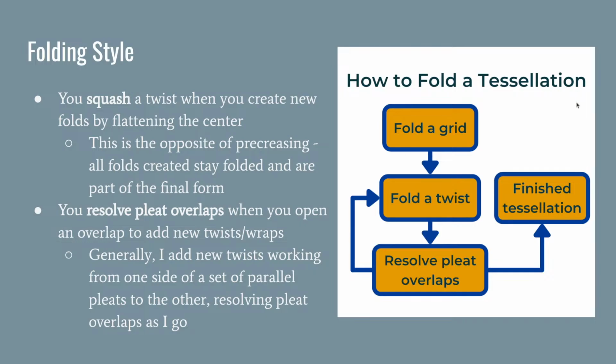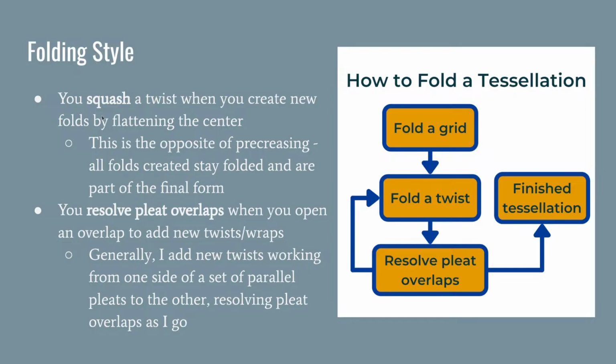In contrast, how to fold a twist-based tessellation: you fold a grid, then you fold a twist, and then you look for pleat overlaps. If there's no pleat overlaps, you fold another twist until there are pleat overlaps. Then you go and open up those pleat overlaps to fold more twists, and you loop between folding twists and resolving pleat overlaps until you reach your finished tessellation.